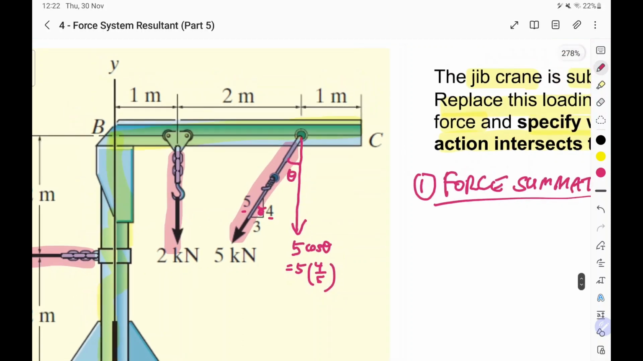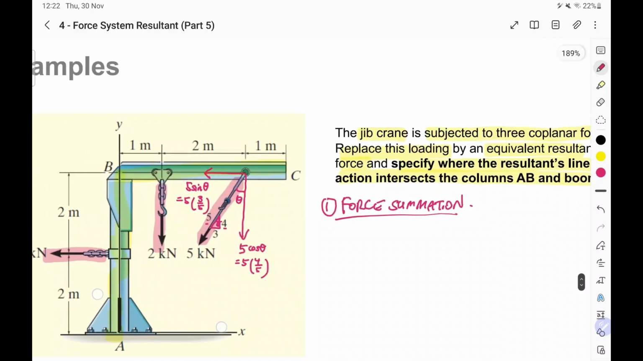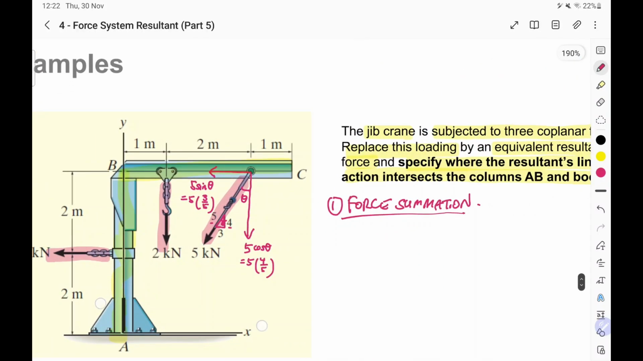Okay, that's great. So accordingly, you have to resolve it in the x direction as well. So in the x direction, it will be pointed to the left. And the magnitude would be 5 sin theta. And based on this small triangle, sin theta would be equivalent to 3/5. Okay, now all that is done, then you can proceed with the vector summation.